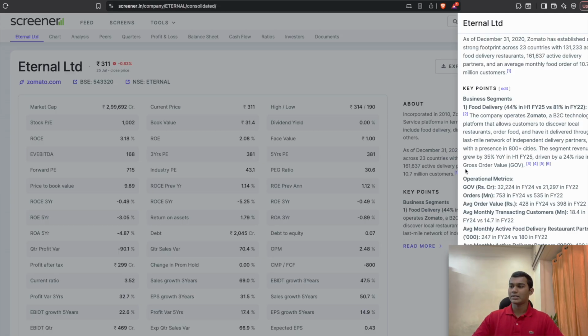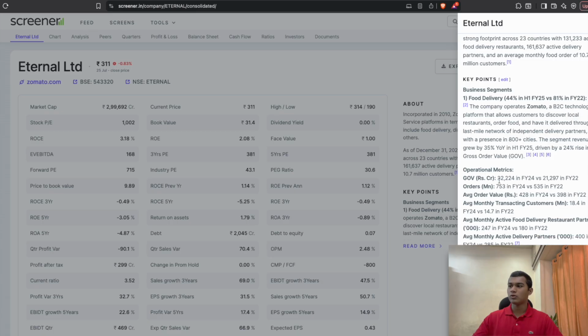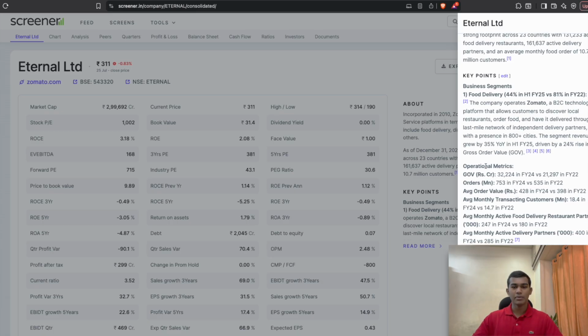Then there are operational metrics: your gross order value, your orders in million, your average order value, average monthly transacting customers, all the different metrics that are related to Zomato. Now in case of a banking company, that will be like AUM, the asset quality, all the different metrics related to the business model of the company.